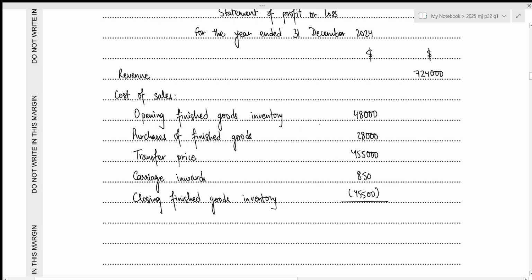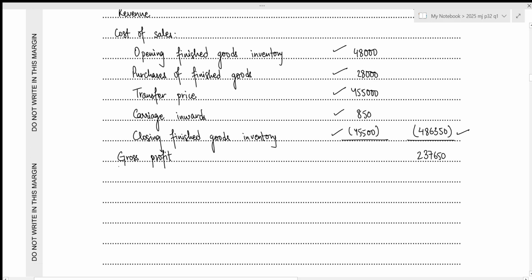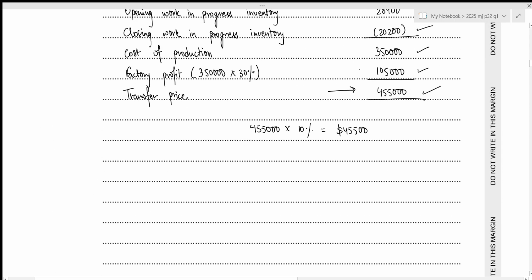Let's write it down. Now, the total of our cost of sales will be 48,000 plus 28,000 plus 455,000 plus 850 minus 45,500, which results in 486,350. We need to subtract this from our revenue so that we can calculate our gross profit. So that will be 724,000 minus 486,350, which results in 237,650. Right after the gross profit, we need to add back our factory profit, which we've already calculated before, right here. That's 105,000.